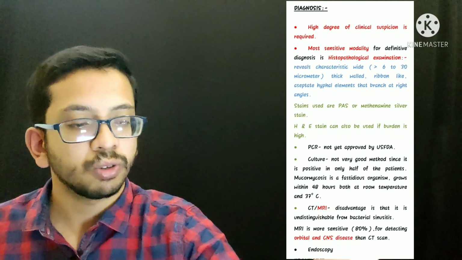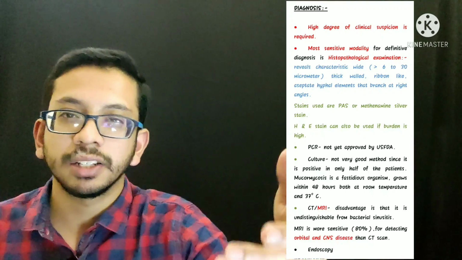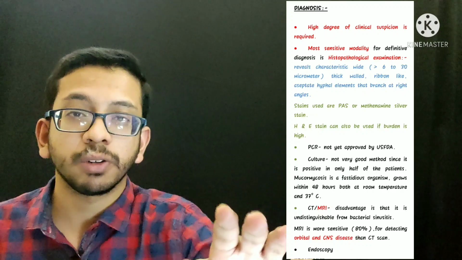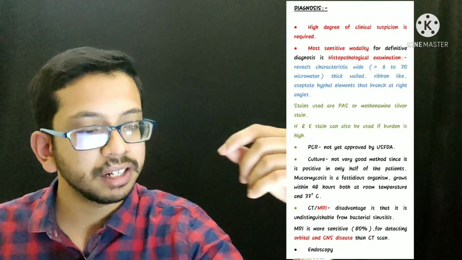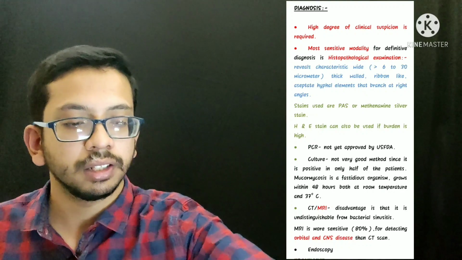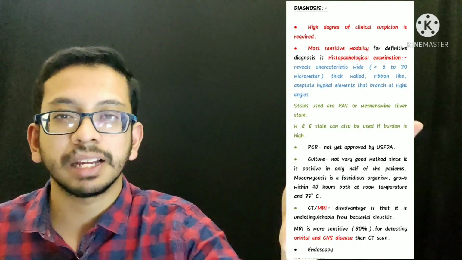Next is culture. It is not that good because culture is positive in only half of the patients, although mucormycosis is a fastidious organism and it grows very fast, within 48 hours, both at room temperature and at 37 degrees Celsius. Now the next investigation is CT and MRI.